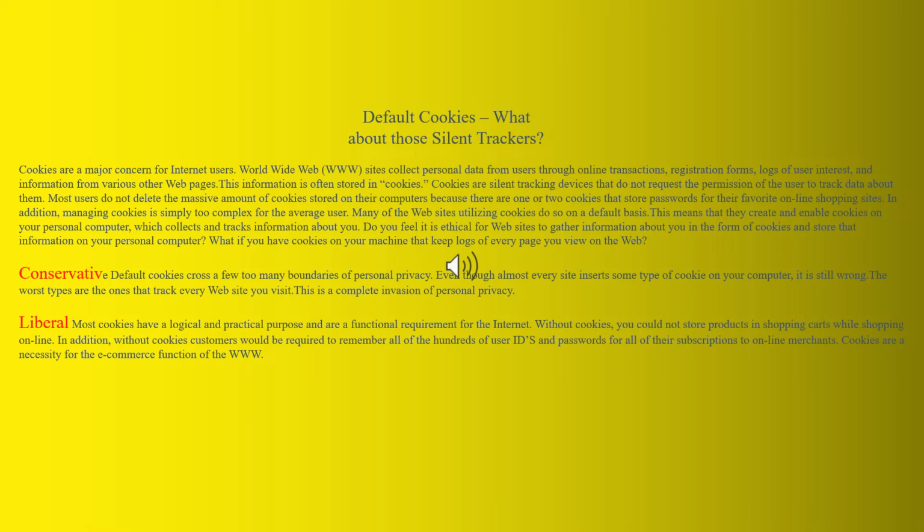Determining whether cookies are an invasion of personal privacy or a necessity for internet shopping is all in the use. Cookies that gather information unrelated to their services border on attacks of personal privacy. Cookies that have a simple function are positive. It all depends on their purpose.